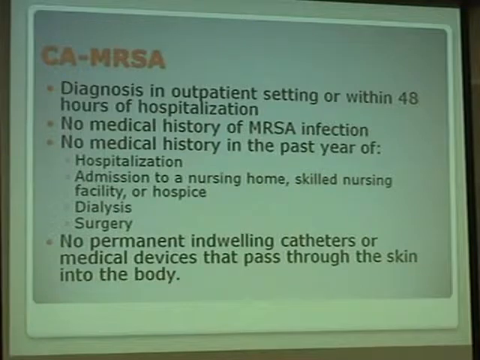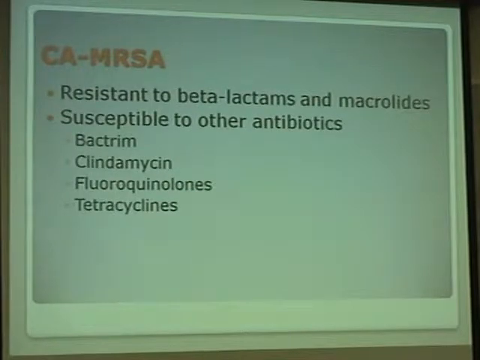And the reason that's important, so why do we care to differentiate the two, is that the antibiotic treatment between community-acquired and hospital-acquired looks a little bit different. So community-acquired MRSA tends to be resistant to beta-lactams, which all MRSA is resistant to beta-lactams. They all are also resistant to macrolides, so your Zithromax, your erythromycins. But community-acquired is susceptible most of the time to things like Bactrim, Clinda, fluoroquinolones, which would include Cipro or Levaquin, and then the tetracyclines.